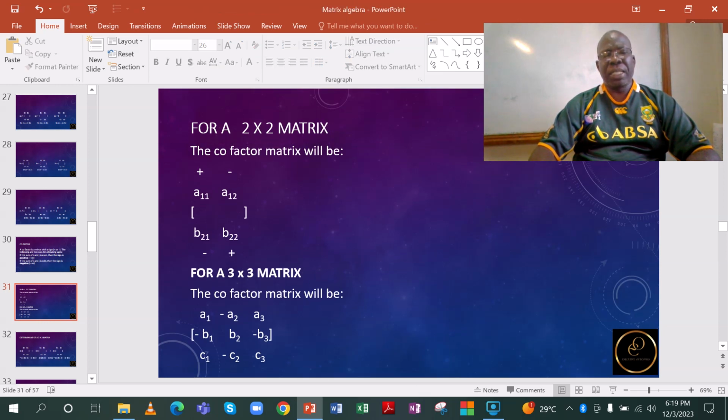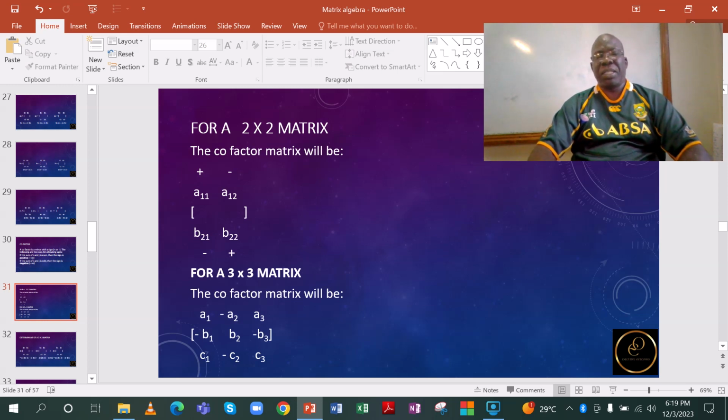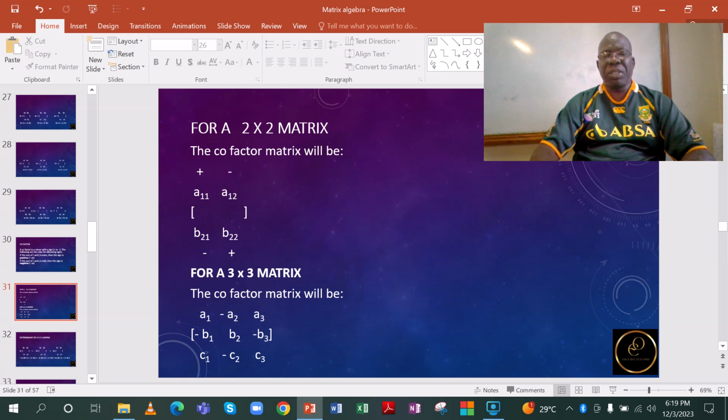A1, A2, A3, B1, B2, B3, C1, C2, C3, you can allocate signs to them, then it becomes a cofactor. Okay, that's what it is. This is a minor, then you can allocate the sign to the elements of the minor, then it becomes a cofactor. So that's what it is.